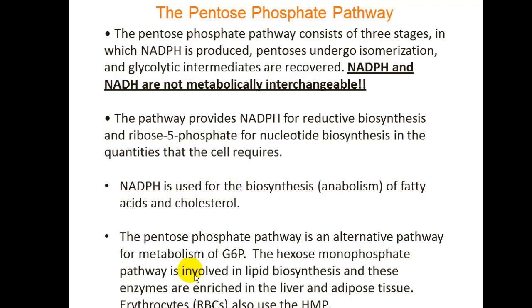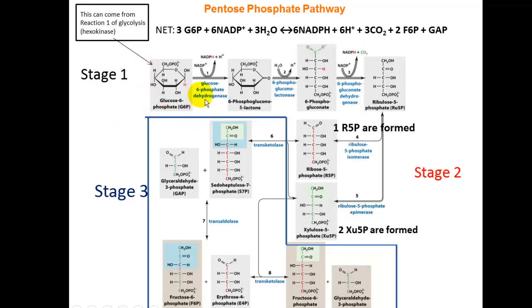So if the cell decides to go into a more glycolytic route, it can do that through this pathway. If the cell decides to go to more of a DNA/RNA synthetic route, well, it can also do that by the production and generation of ribose 5-phosphate. Glucose 6-phosphate goes to 6-phosphoglucono-delta-lactone.